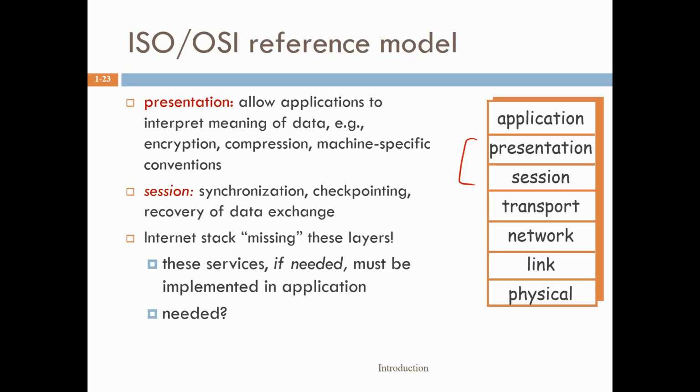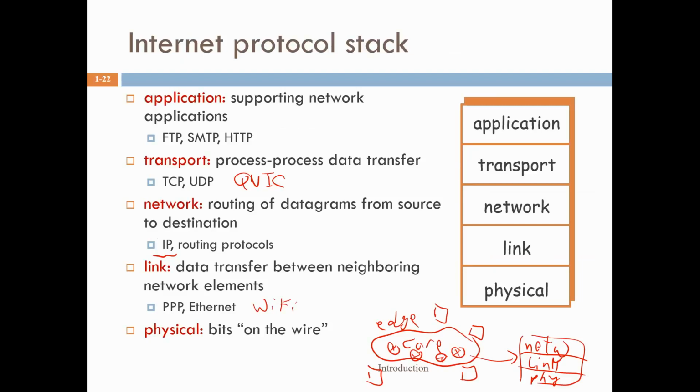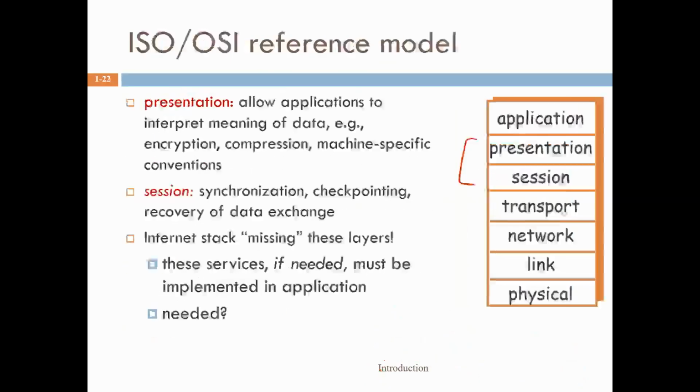And the presentation layer basically defines the format. How is the data presented to the application? Now, why is it that these two layers were removed in the Internet Protocol stack? Because more or less they are a part of the application layer. So in the Internet Protocol stack, when we say application layer, it is understood that the application layer protocols within will include the functionality of presentation and session if they are needed.